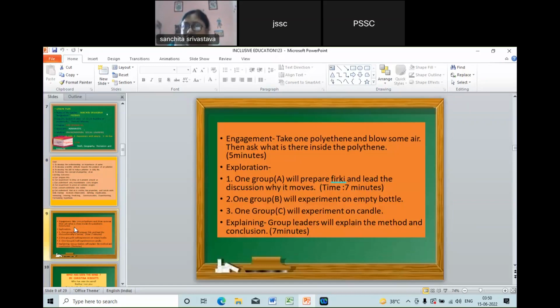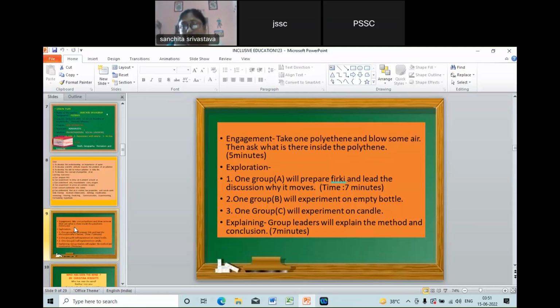First and foremost comes engagement. Okay, so whenever you enter the class, if you write straight "air around us" on the blackboard and say, "children, open your book," that might not trigger or instigate that zeal or enthusiasm in the child. So sometimes we can do it in an off-track manner.